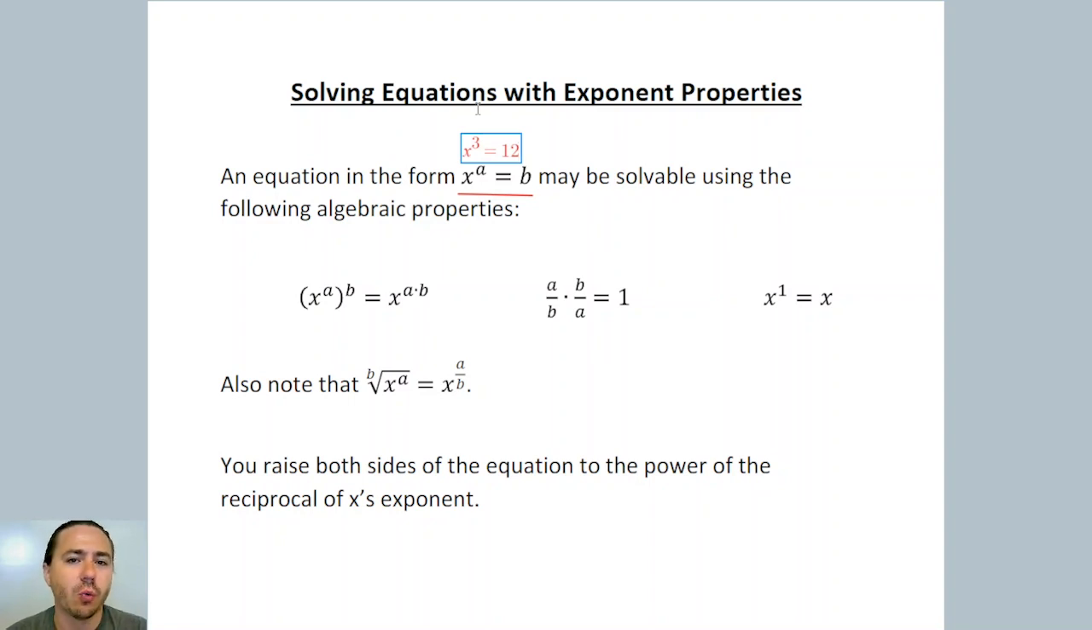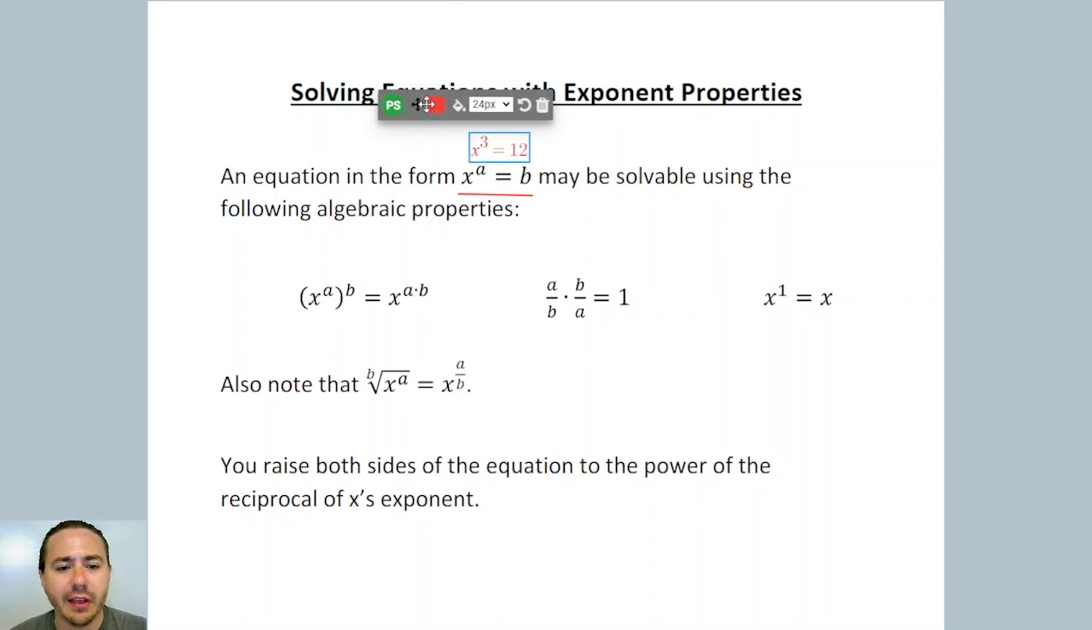Particularly, we're going to work with our exponent properties. You do need to know that when you raise a power to a power, you multiply the powers. That's really important. You also should know that when you multiply a fraction by its reciprocal, it equals 1. And when you have anything raised to the first power, it just equals itself. So these are really the three key ideas you need to keep in mind when we're solving these. And this is what's going to allow us to solve equations like this.